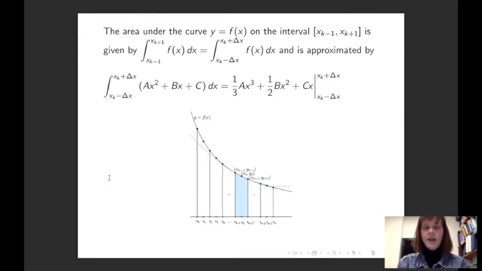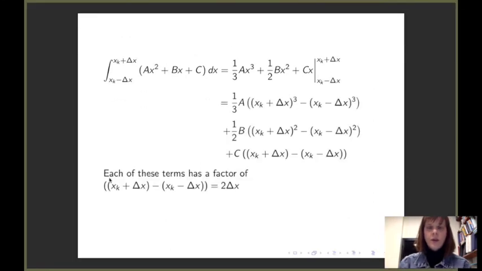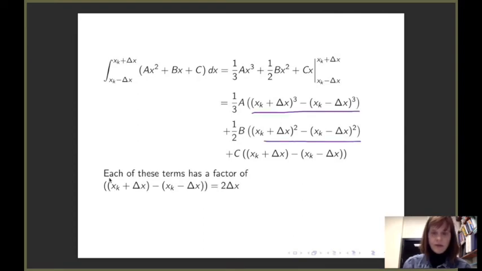And I find the antiderivative, which is 1/3 a x cubed plus 1/2 b x squared plus c x, and I evaluate it at the endpoints and find the difference. So that when I evaluate that at the endpoints, I can see that I'm going to get a difference of cubes, a difference of squares, and c times the difference of those points of the partition. We notice that each of these terms has a factor of x sub k plus delta x minus x sub k minus delta x, which simplifies to twice the length of the subinterval, delta x.